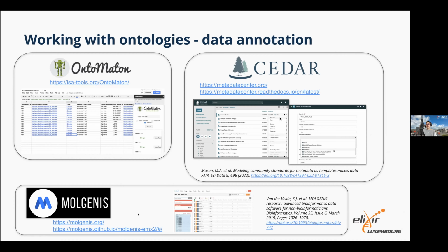On the more European side, you then have MOLGENIS, which is a similar principle to CEDAR, but there is, as far as I'm aware, no public instance where you can just go to. So if you wanted a MOLGENIS instance, you would need to host your own. But again, it's the same principle. You build metadata profiles where you can tie ontologies in, and then you can use this to collect data, to annotate data, and so on and so forth.